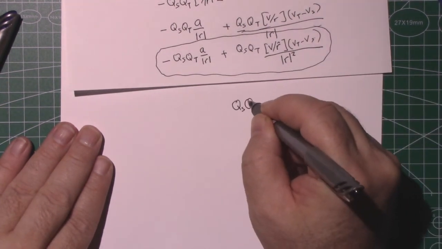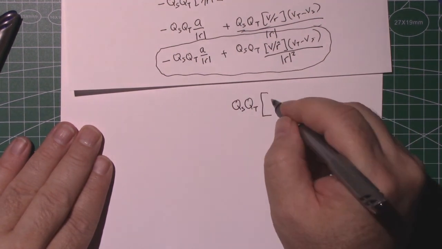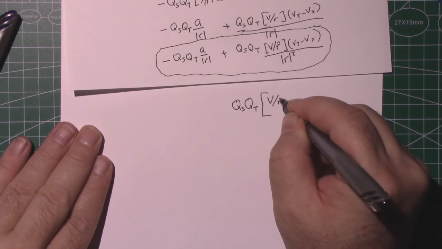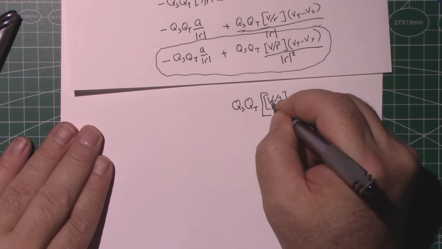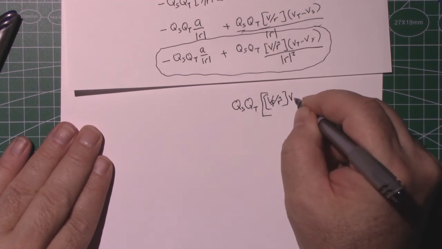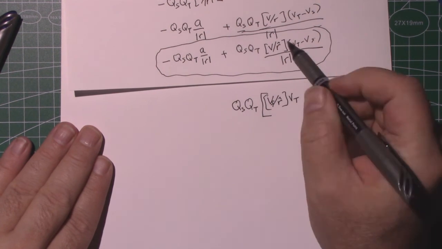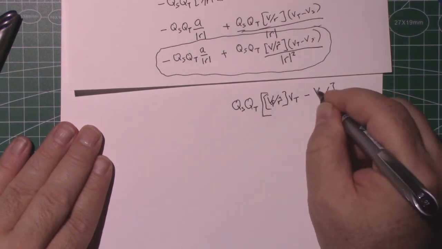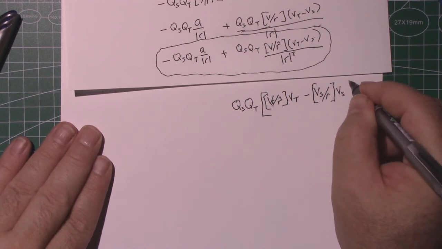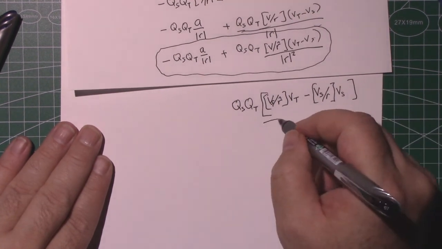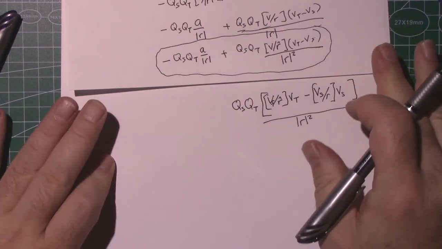So you have QS QT times V over R, and that's V source, VT minus V source over R. Those V's we've been carrying are all V sources. I just left the S off. And all of this over R squared. Okay, so you're going to see this in the video.